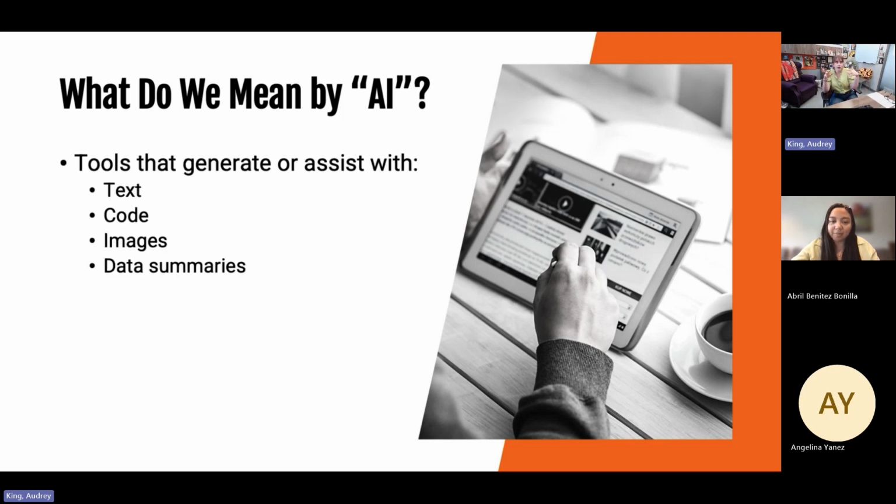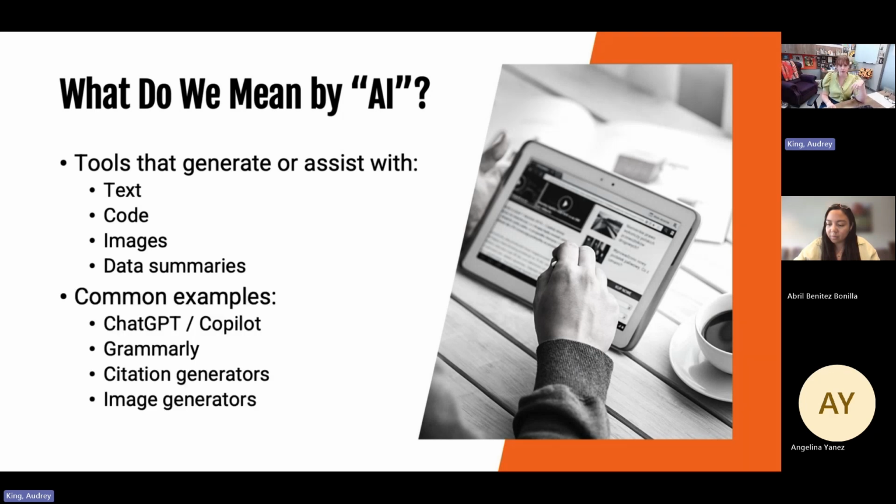But when I talk about AI, I'm talking mostly about generative AI and large language models. So these are tools that generate or assist with creating text or code or images or data summaries. We're usually talking about ChatGPT. Grammarly is a great instance. If you're not using Grammarly, you're a fool. I'm just going to say it. It makes my writing better. We're talking about citation generators, image generators, all those sorts of things.